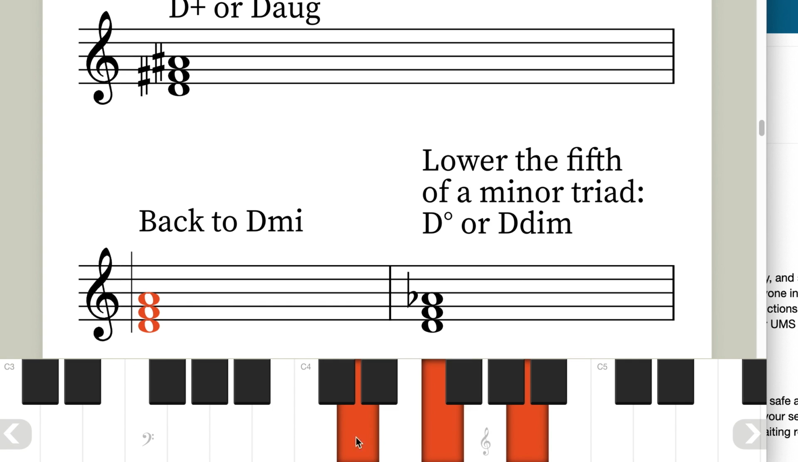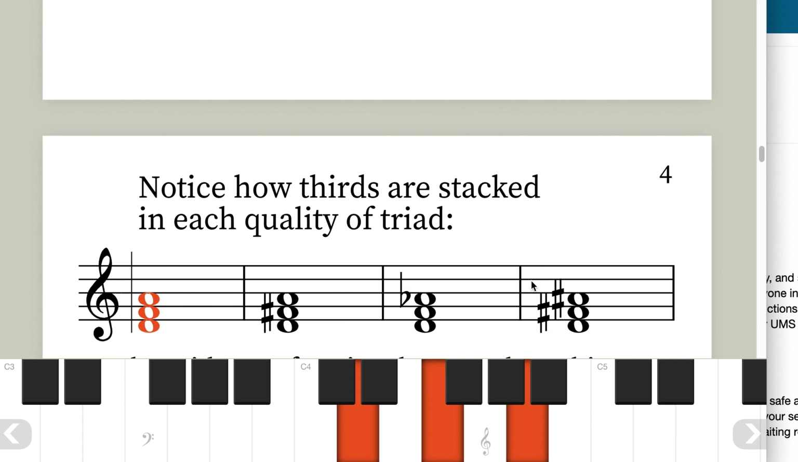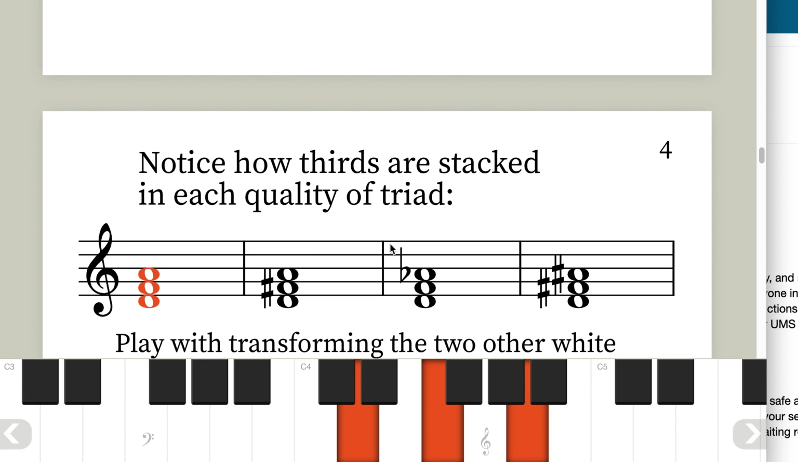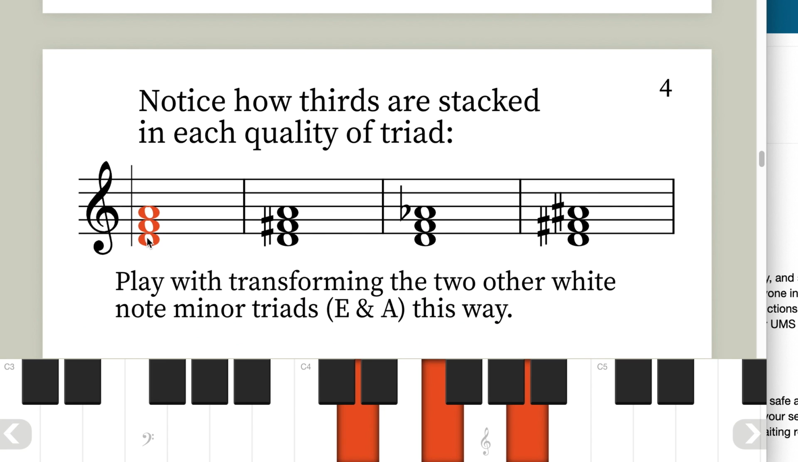Okay, now we go back to D minor. We see our white note skips a minor third and a major third. We lower the fifth to make a diminished triad. So notice, again, the way thirds are stacked in each quality. A minor third and a major third for minor. A major third and a minor third for major. 2 minor thirds for diminished.